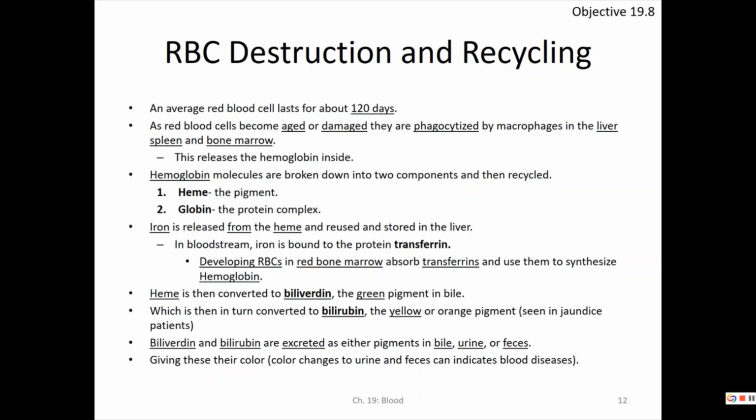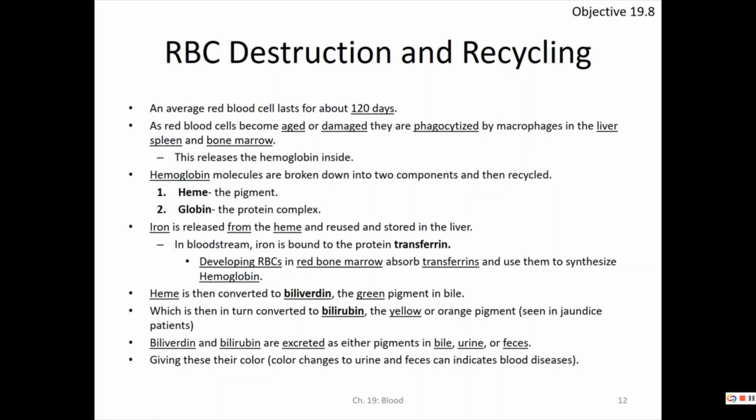So what do we do? We're going to send him to the liver, spleen, and bone marrow. And there are macrophages who will phagocytize him. So we bring him into the liver, the spleen, the bone marrow. And what we're going to do is take this little red blood cell, phagocytize him and break him down. And we're going to break down something called hemoglobin.